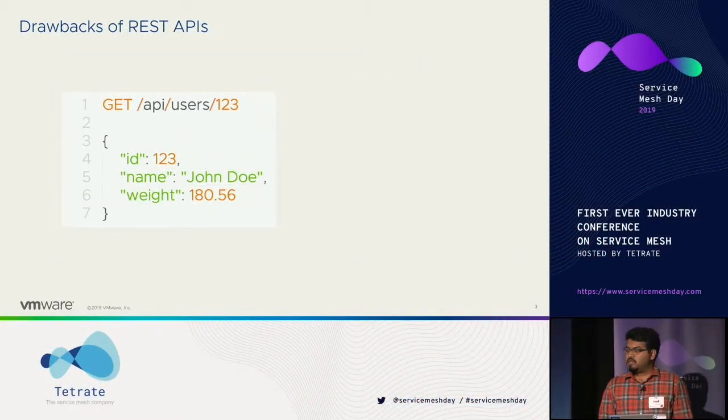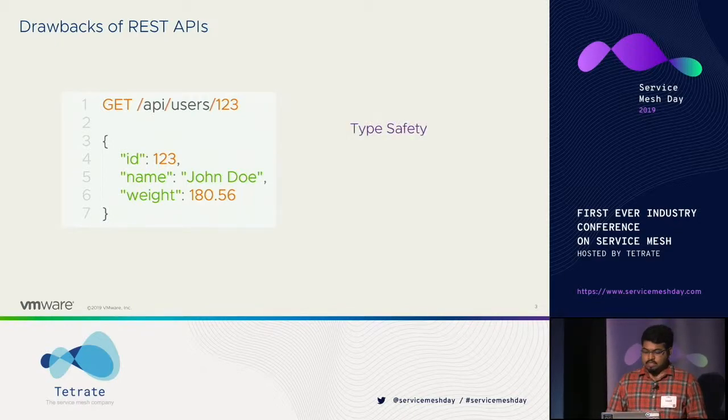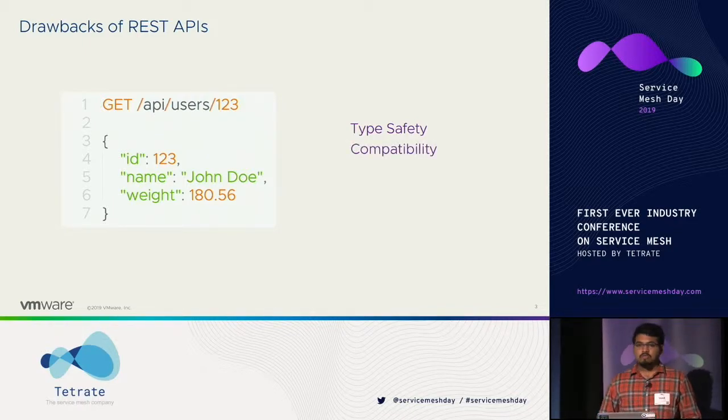Here is a simple REST API. The endpoint is /API/users and the ID 123. The HTTP verb is get, and the response is as shown here. The first problem here is that JSON is not type safe, which means that the API is not type safe. JSON was mainly designed for storing objects within JavaScript, and in this case, we are using it for the API request and response. So it's not actually designed for compatibility. By that, I mean forward and backward compatibility.